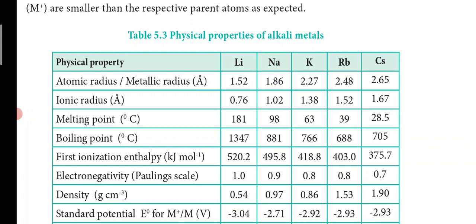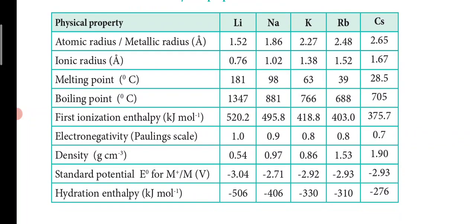Their physical properties. What are the physical properties of alkali metals? If you can see, the atomic radius or metallic radius is increasing because the size is increasing. Ionic radii will obviously increase because of the size. Melting point is decreasing. You can easily melt them.